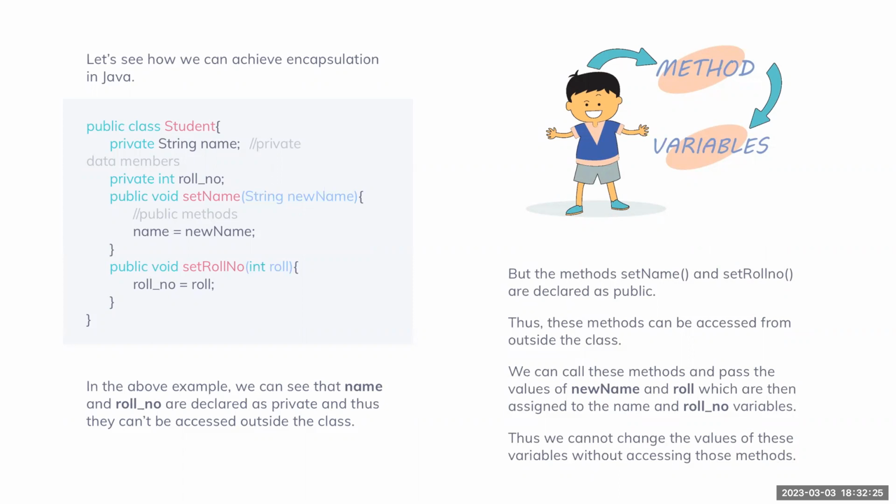We can call these methods and pass values. In the same way, we were going to use the new name and roll number to pass those values to the private data variables.